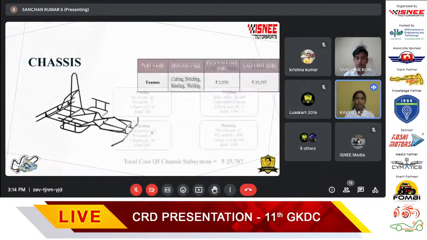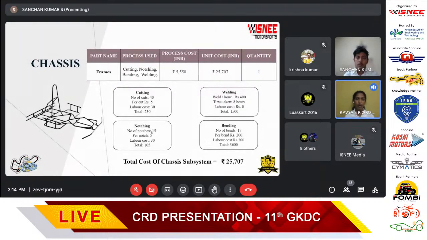Coming to the chassis, the part name is frames and the processes used are cutting, notching, bending and welding. The process cost comes around 5,550 and the quantity is 1. Looking at the cutting, the number of cuts is 40 and per cut it's rupees 5. For welding, weld per hour is rupees 400, and the time taken is 8 hours, and the labor cost comes to rupees 0. It's because the MIG welding was done by us in our college premises with proper hands-on training. So we were significantly able to reduce the labor cost. The total cost of the chassis subsystem comes around 25,707.